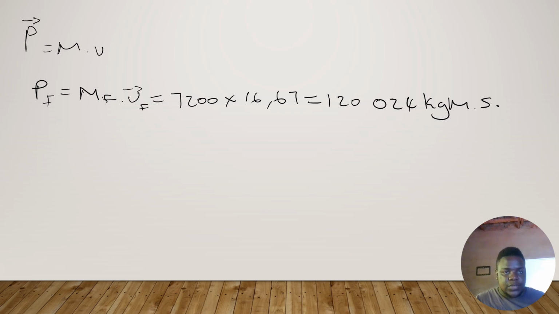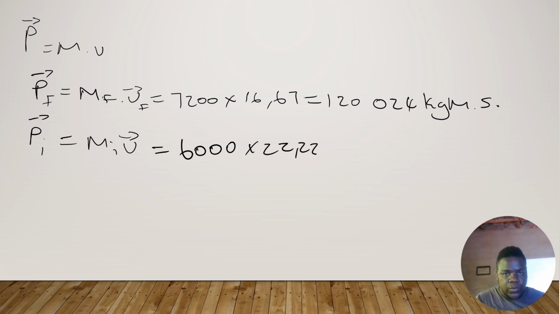Now, momentum initial is going to be mass initial multiplied by velocity initial, which is equal to 6,000 multiplied by 22.22. This will give you 133,320 kg meter per second.